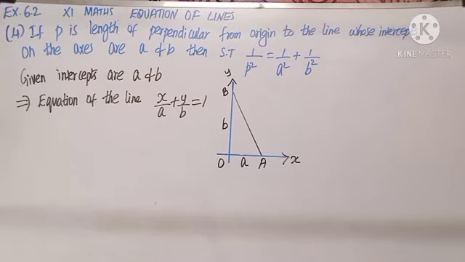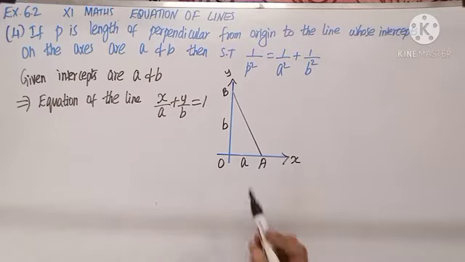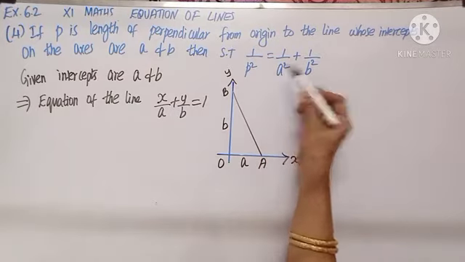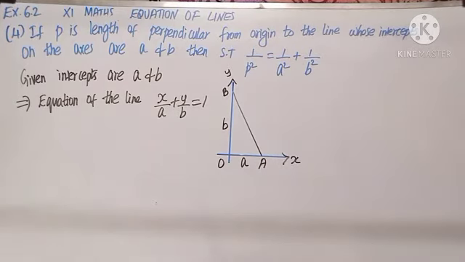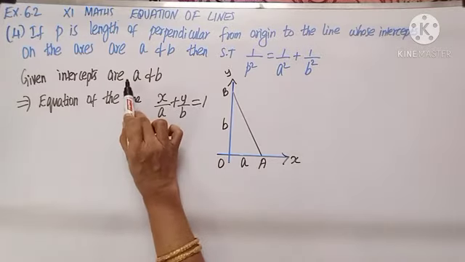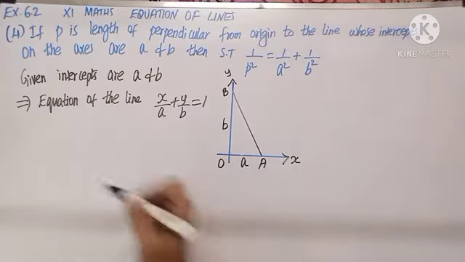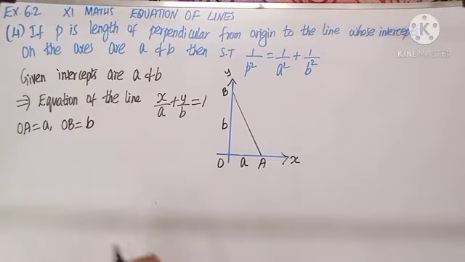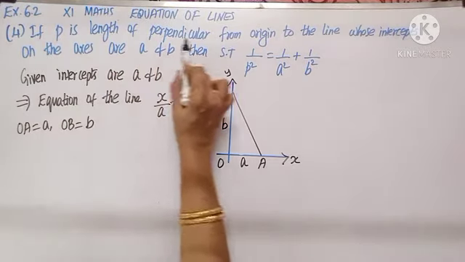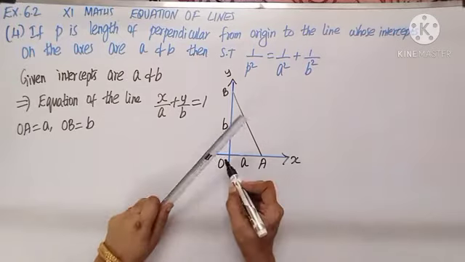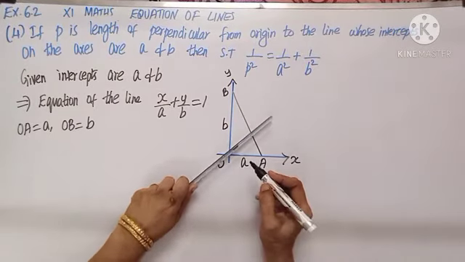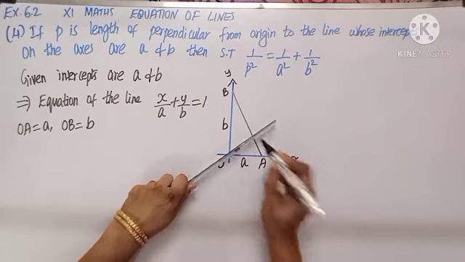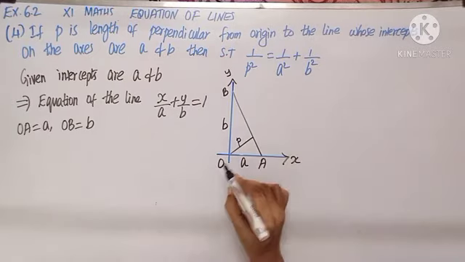Question number 4. If P is the length of perpendicular from origin to the line whose intercepts on the axis are A and B, show that 1 by P square equals 1 by A square plus 1 by B square. Given the intercepts are A and B, I can say OA equals A and OB equals B. P is the length of perpendicular from origin. This is origin. As we draw the length of perpendicular, this length we call P.